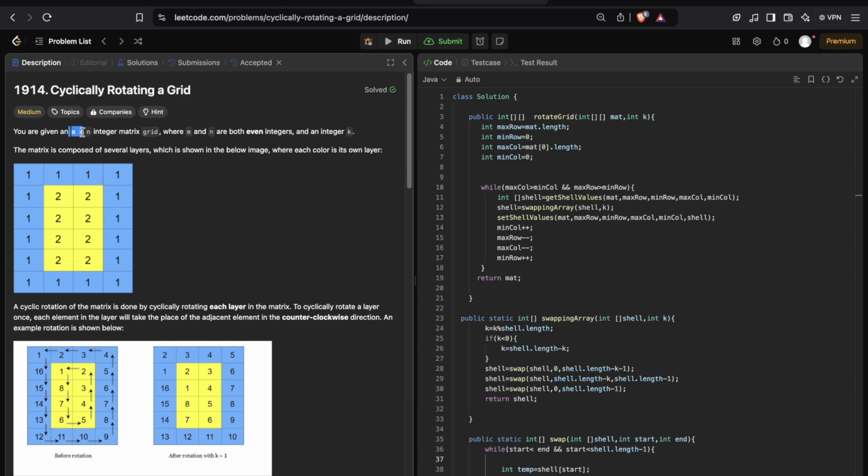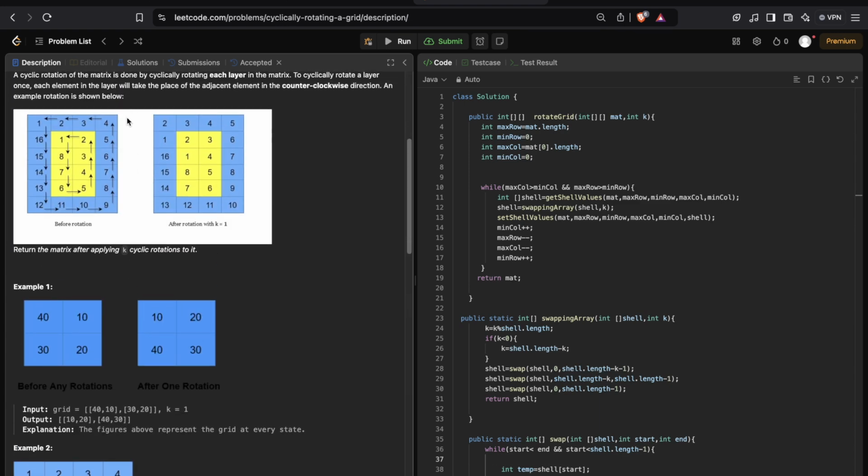You have been given an m by n row-column matrix grid, where m and n are always going to be even integers. You have been given one k, and you have to rotate every shell by k. You have to move that in the forward direction by k steps. For example, if k is given as 1 and this is your initial array, you have to move forward by 1. So 2 is going to come here, you can see 2 is here, 3 will come at 2's place, so 3 is here, 4 will come at 3's place, so 4 is here, and 5 will come to 4's place, and so on.